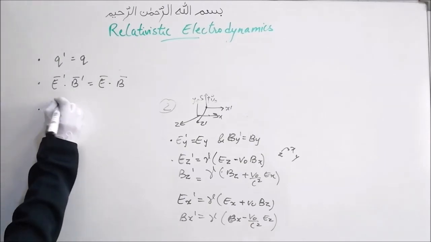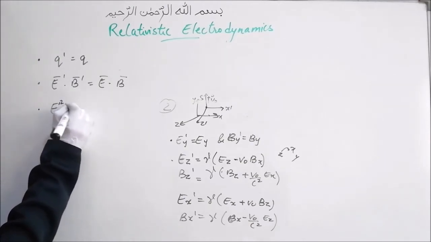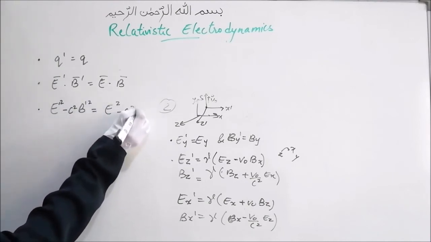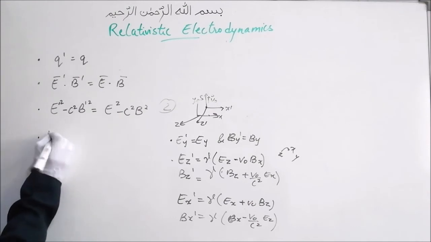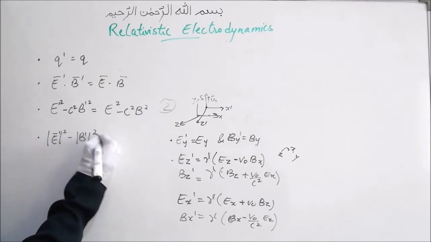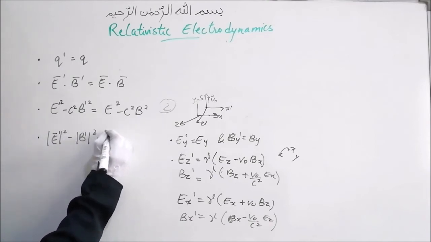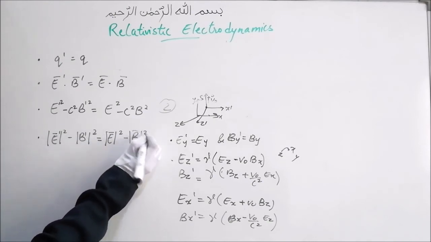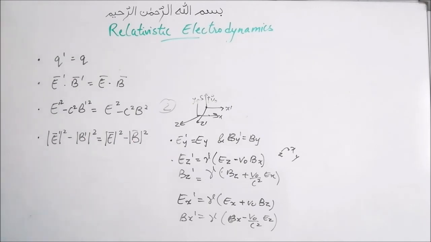And we also have E dash squared minus C squared B dash squared equal to E squared minus C squared B squared. And we also have the magnitude of the electric field vector E dash squared minus the magnitude of the magnetic field vector B dash squared equal to the magnitude of electric field vector E squared minus the magnitude of magnetic field vector B squared. So these are certain quantities which do not change under Lorentz transformation.